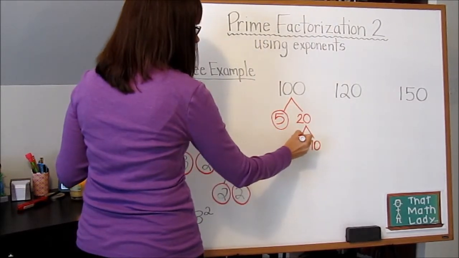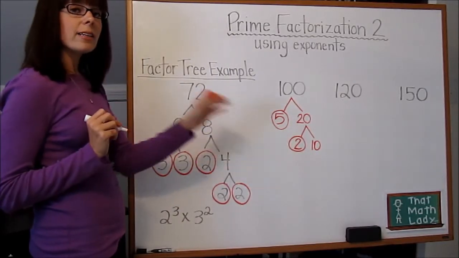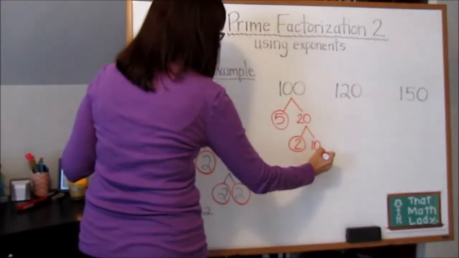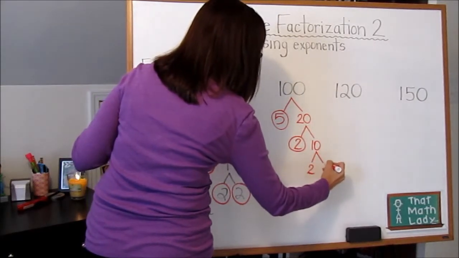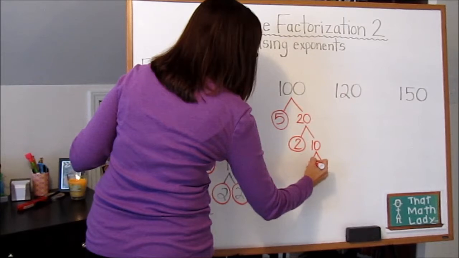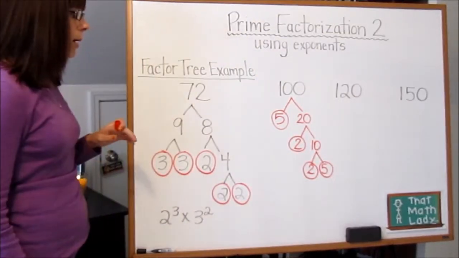Okay, 2 is also a prime factor, so I'm going to go ahead and circle that one. And then 10 can be factored into 2 again, and 5 again. 2 and 5. Those are both prime numbers.